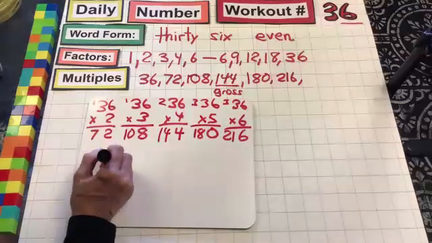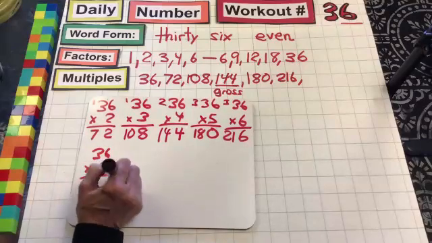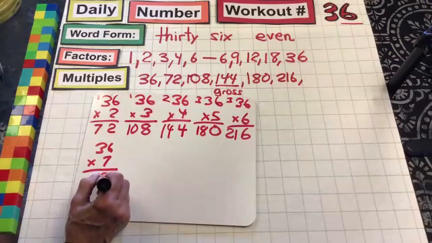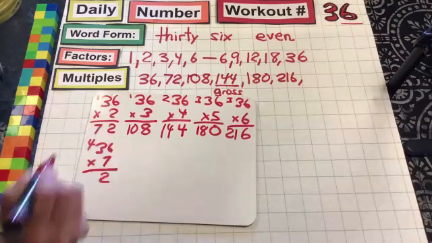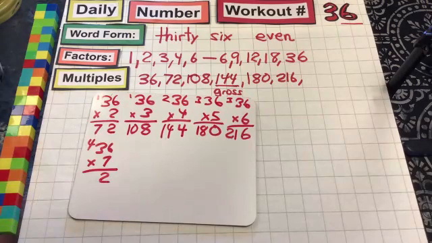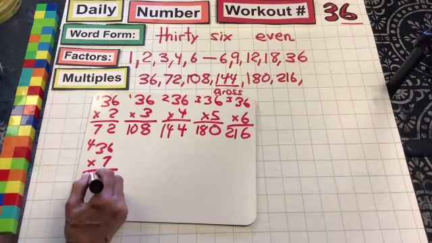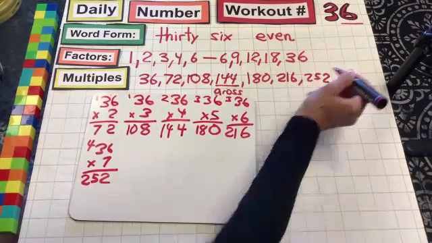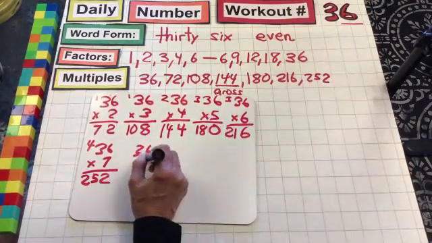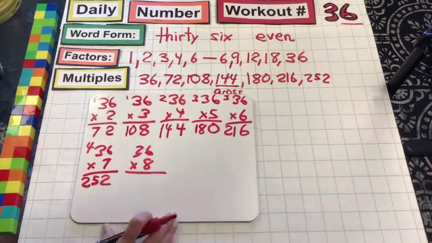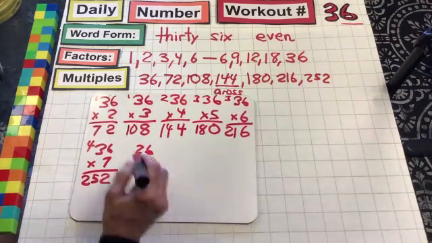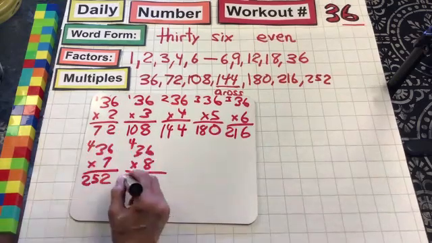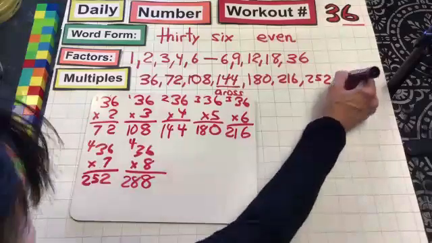Let's do 36 times 7. 7 times 6 is 42. Drop the 2, carry the 4. 7 times 3 is 21, plus 4 is 25, 252. 36 times 8. 8 times 6 is 48. Drop the 8, carry the 4. 8 times 3 is 24, plus 4 is 28.